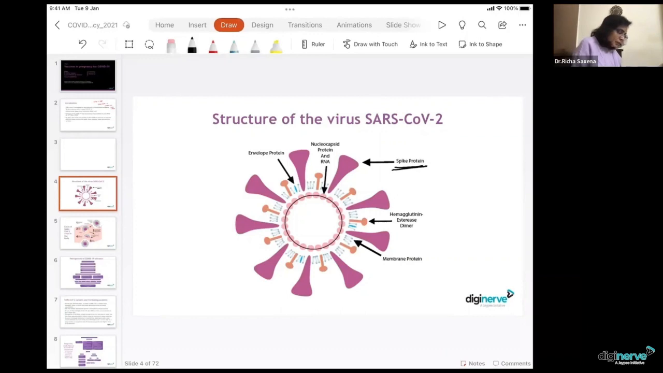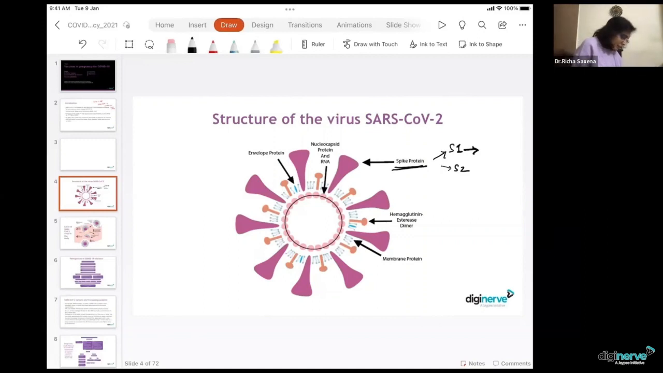So the spike protein is basically a trimeric transmembrane glycoprotein. And this is composed of two parts, basically S1 and S2. So S1 is for attachment to the cellular receptors in the host cells. And S2 is responsible for fusion between the viral cell membrane and the host cell membrane.